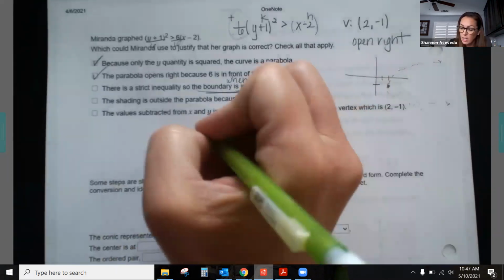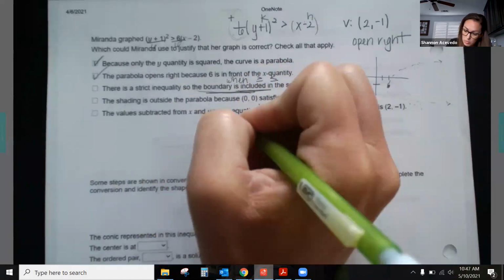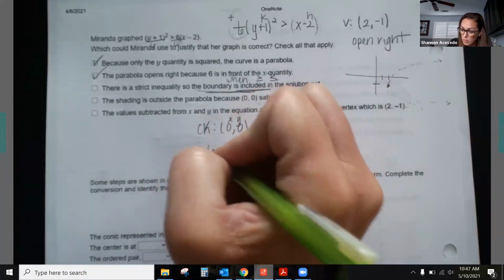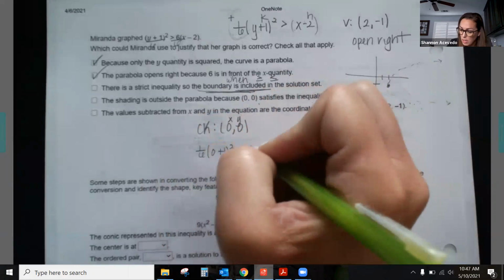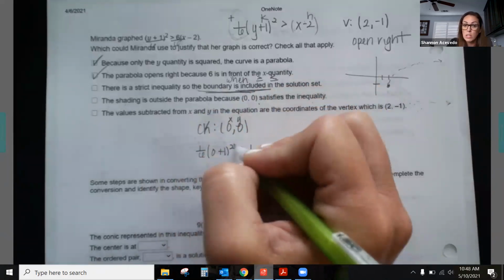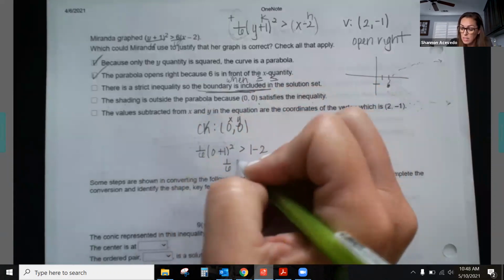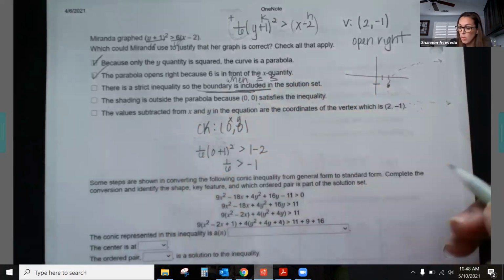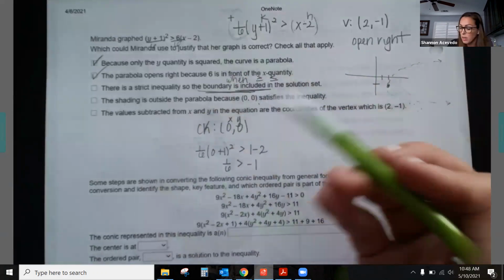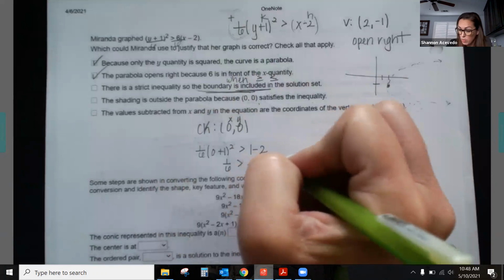So we want to check our 0, 0. So x, y, we're going to plug it in. So I have 1/6 of 0 plus 1 squared is greater than 1 minus 2. So I have 1 squared is going to be 1. 1 times 1/6 is 1/6. This is going to be a -1 there. I could have plugged it in here or here, doesn't matter. So is 1/6 greater than -1? This is true.